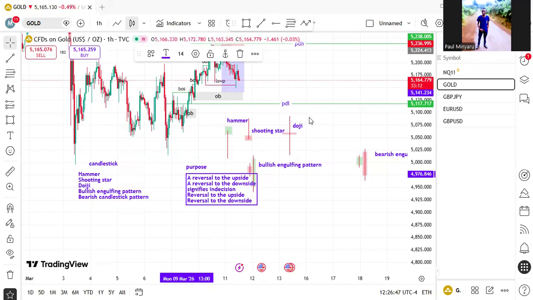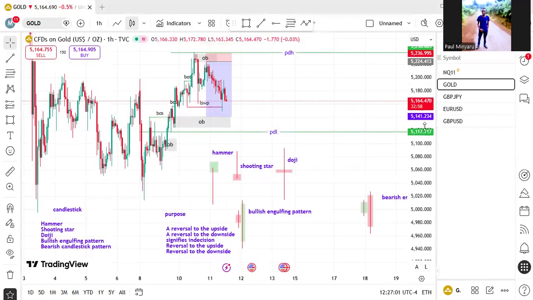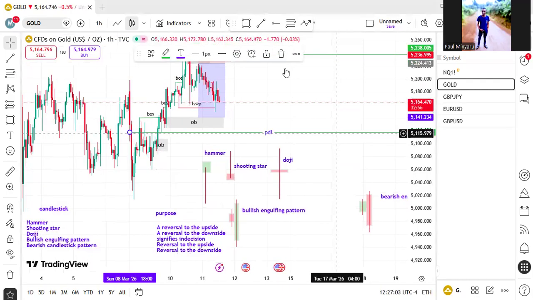We can learn more about support and resistance, market structure, liquidity zones, and how to utilize the higher time frames. And as you can see, number one thing about me, I only use the 1 hour to take a trade. And this is a position I'm holding in gold.